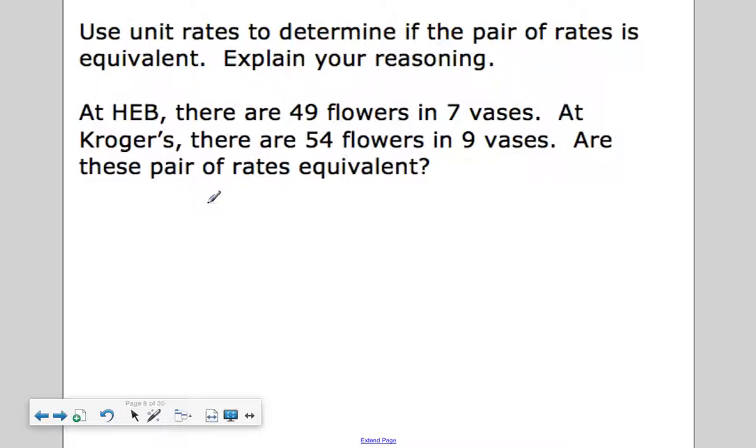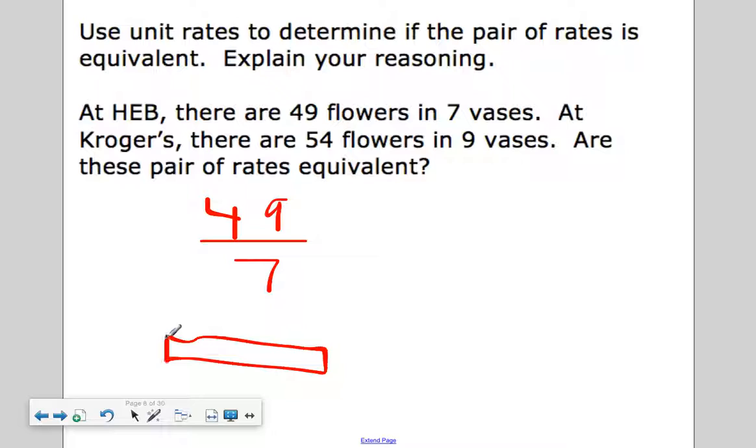At HEB, there are 49 flowers placed in 7 vases. If you want to, we could do a bar model where this bar equals 49 flowers and we break the bar into 7 sections. Or we don't have to. At Kroger's, they have 54 flowers in 9 vases. Are these pair of rates equivalent?